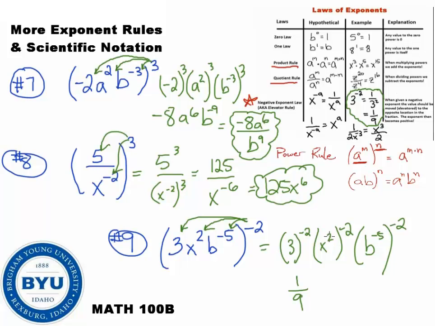Here we get x squared raised to the negative 2. Well, that's x to the negative 4. Here we get b to the 10th. So the last step is to move these x's downstairs. The b to the 10th stays on top, so we'll put b to the 10th there. The 9 is already down, and those x to the 4th go down as well. So that is how you do those three problems with the multiple power rule.